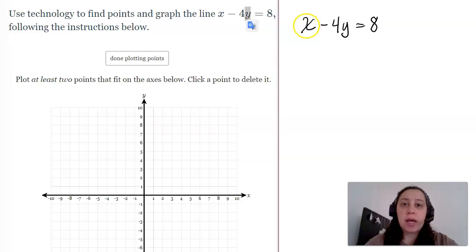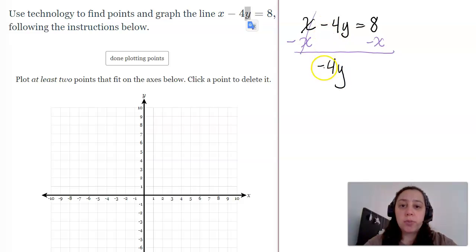This x is positive, so the inverse of a positive x is negative x. So when we subtract this on both sides, this side will cancel, and we will just bring down the negative 4y. Remember to bring down that negative sign. Equals 8, and we put the minus x next. Remember, 8 and minus x are not like terms, so we put them down next to each other.